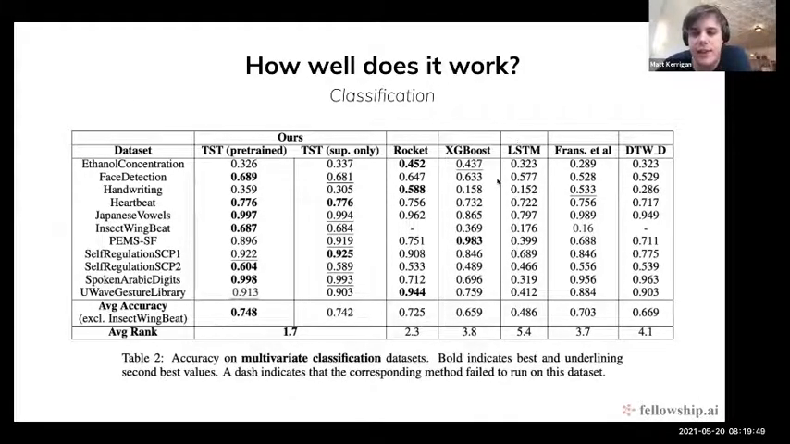But I'd say that at least when it's Rocket and XGBoost, I believe they're both primarily for univariate data for the most part. That might not be true with XGBoost, but I'm pretty sure Rocket's for univariate data. So this model is much more flexible in that respect.